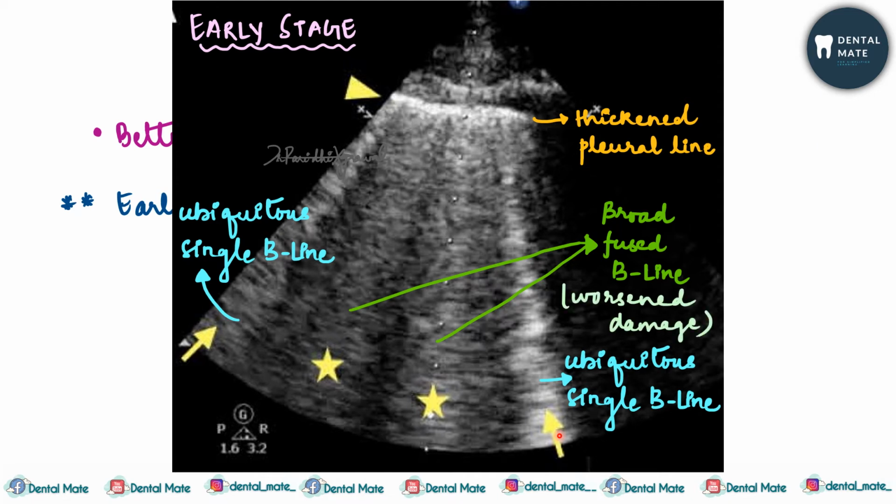Now, the broadened B lines actually indicate the worsening of the damage. Also, how to infer this? If there are more than 3 B lines per ultrasound window, then this indicates certain abnormalities or pathologies referred to as wet lung. Okay, more than 3. How many can we see? Single, two single, and two fused B lines. So these are more than 3 B lines per ultrasound window. This indicates a pathology or abnormality commonly referred to as wet lung.